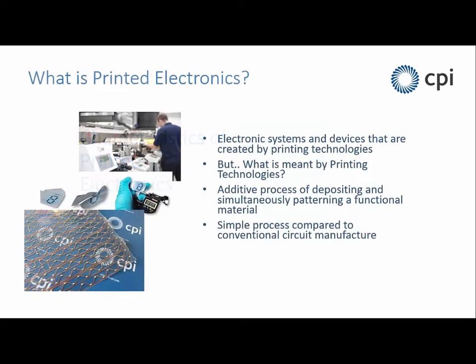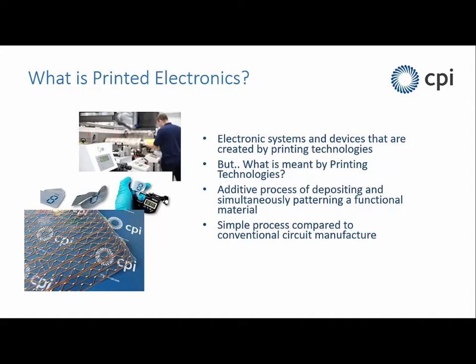So what are the characteristics of printed electronics? Well, what is it? Essentially, it's an electronic system that's created using printing techniques. That kind of almost says exactly what it does on the tin, doesn't it? But what is meant by printing technologies? Well, there are a wide range of printing technologies that are used, and essentially most of these come down to the idea of an additive process. So we're creating circuits, both components, devices, and also the substrates that the circuits are going to go onto. We're doing that by using an additive process.